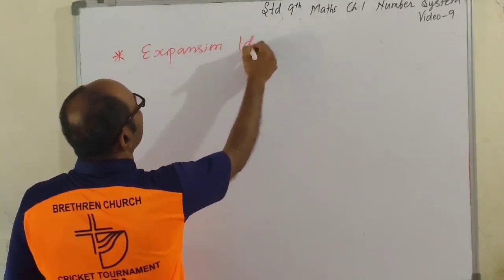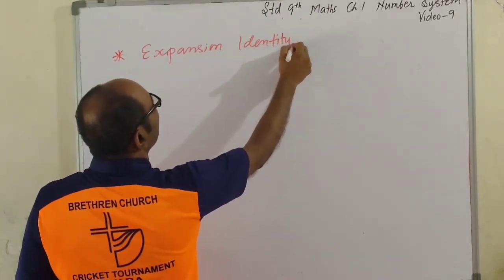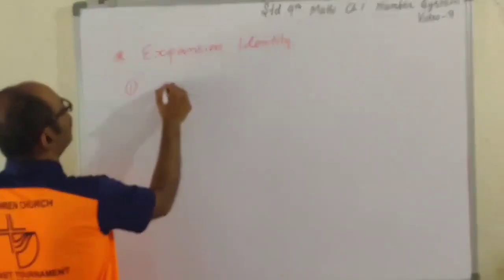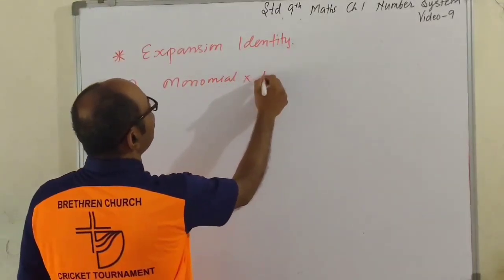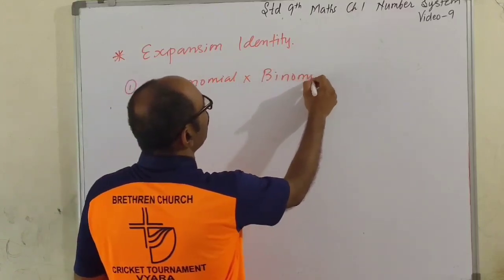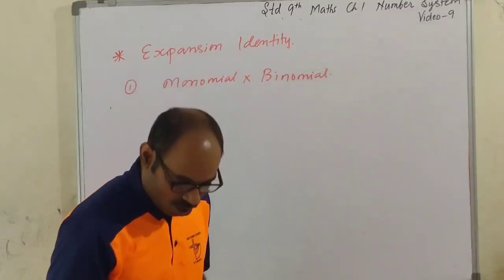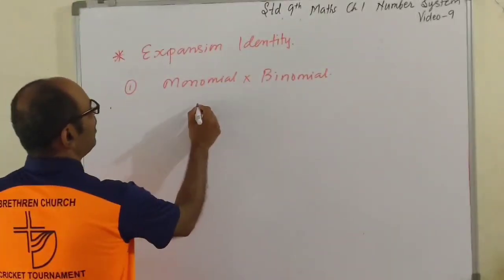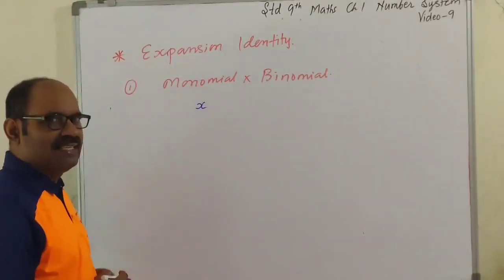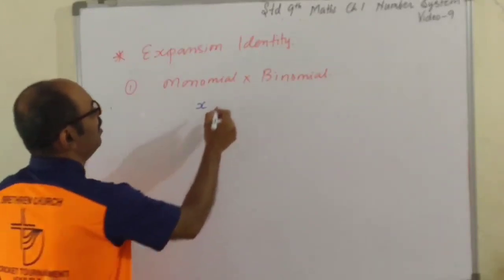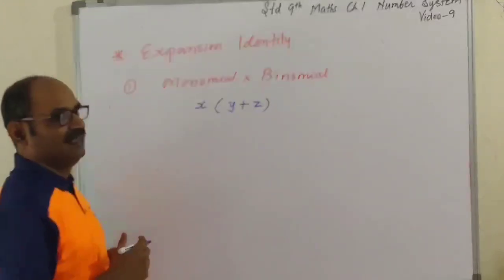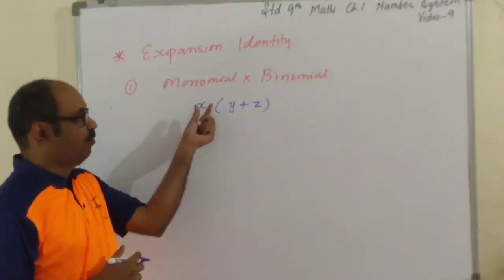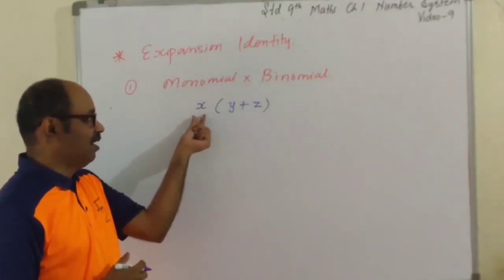Expansion identity. First, monomial into binomial. Monomial into binomial. Please be careful what I am saying. Now this is single term. X is single term. So that is monomial. Binomial is having 2 terms. So y plus z. So this is product of monomial and binomial.